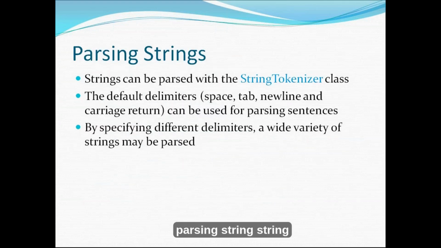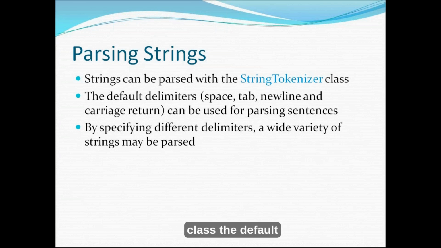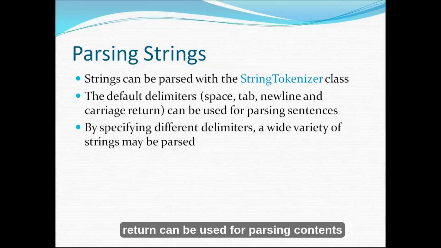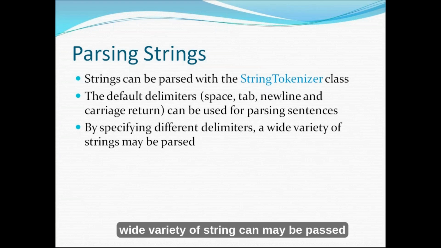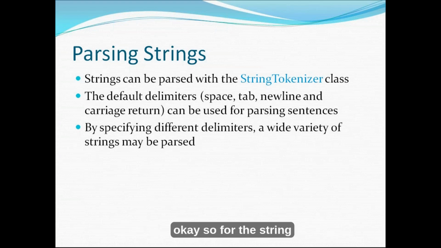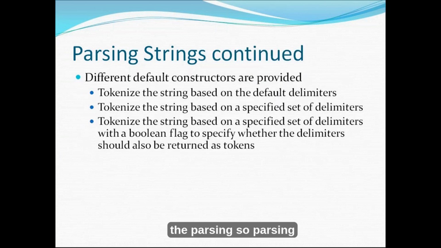Parsing string. A string can be parsed with the StringTokenizer class. The default delimiters space, tab, newline, and carriage return can be used for parsing sentences. By specifying different delimiters, a wide variety of strings may be parsed. So for parsing a string, we can also use the StringTokenizer class.